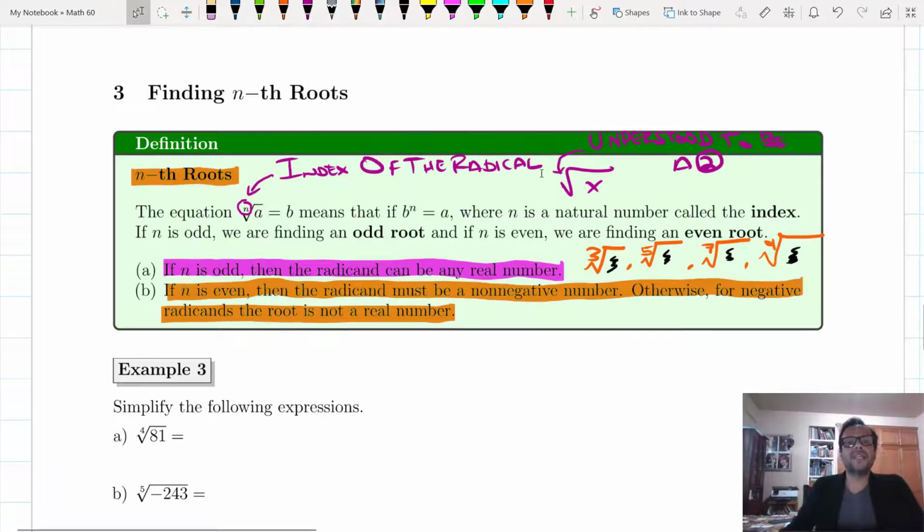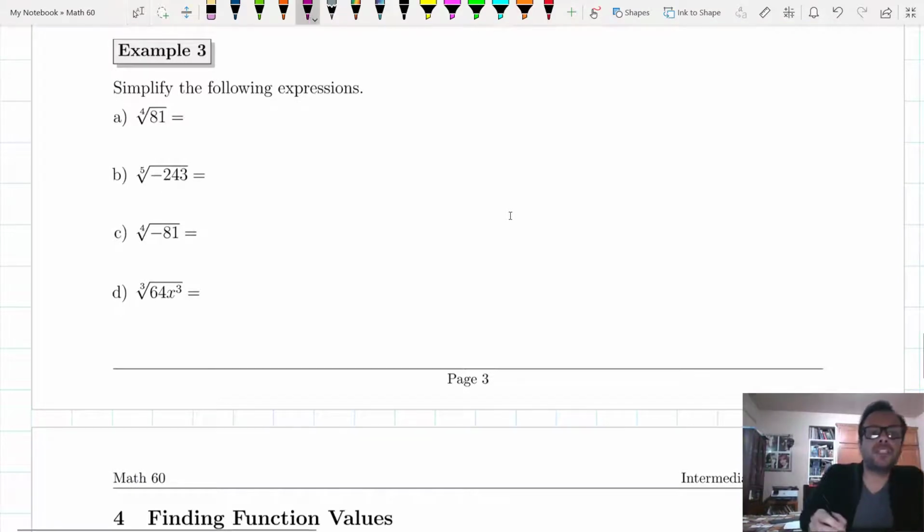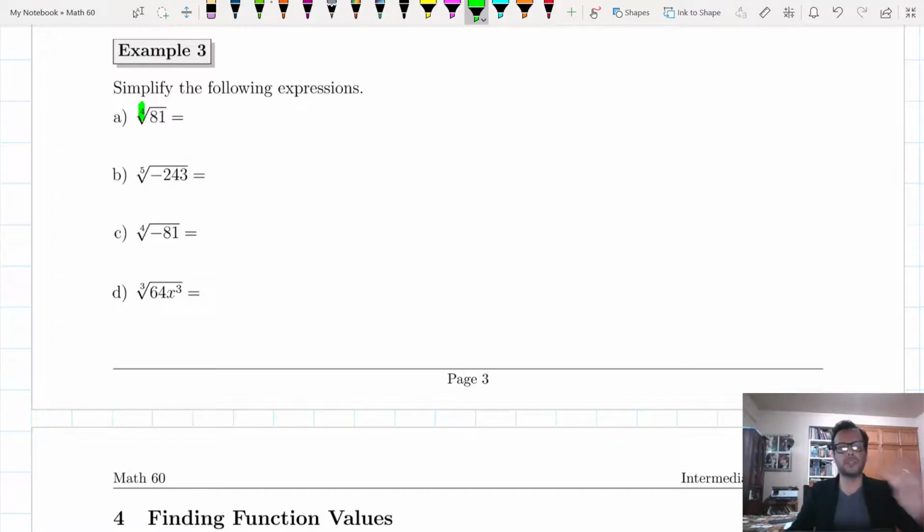All right, let's evaluate. Let's do a few examples. Let's simplify the following expressions. In this case, let me highlight the index. The index is the tiny number that we have here. Notice in this case it is 4, so we have the fourth root of 81. In other words, we're looking for the number that raised to the fourth power would give us 81. In this case, that number is 3.